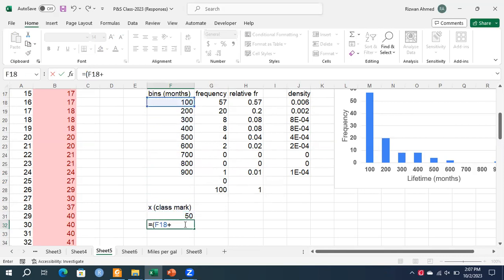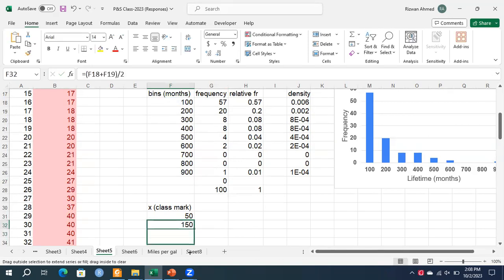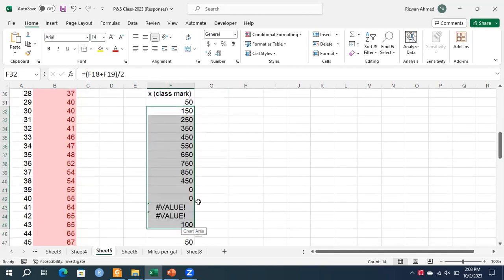100 to 200, added and divided by 2, and so on for the rest of the classes.